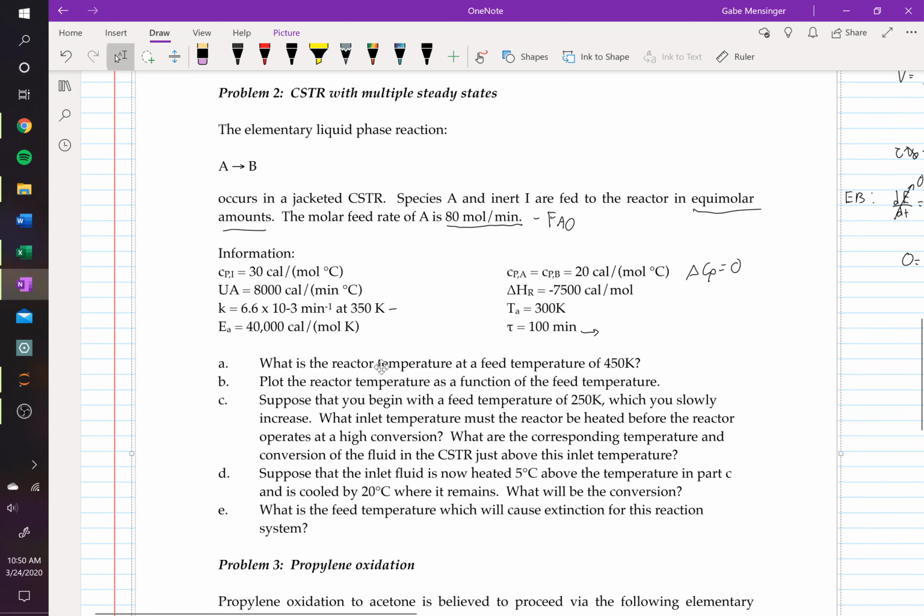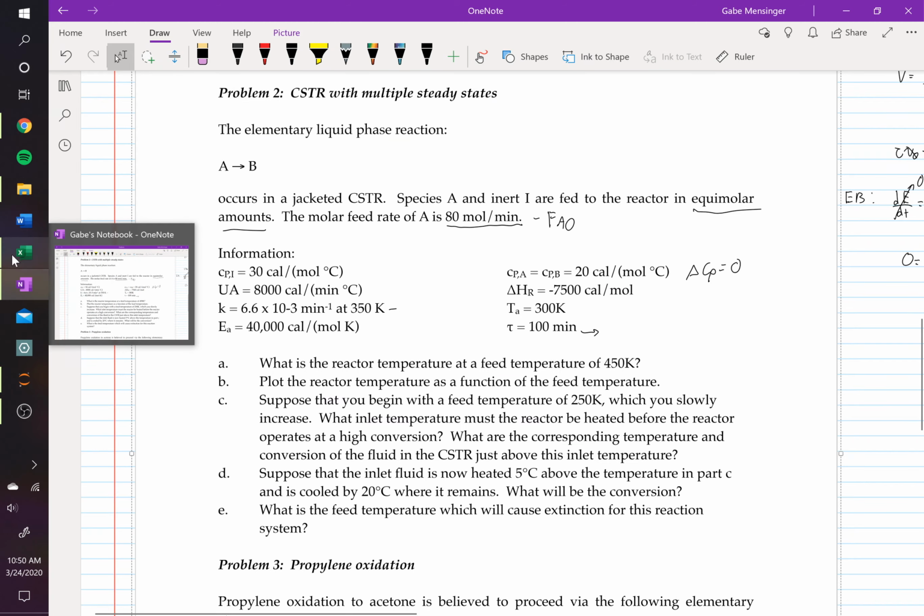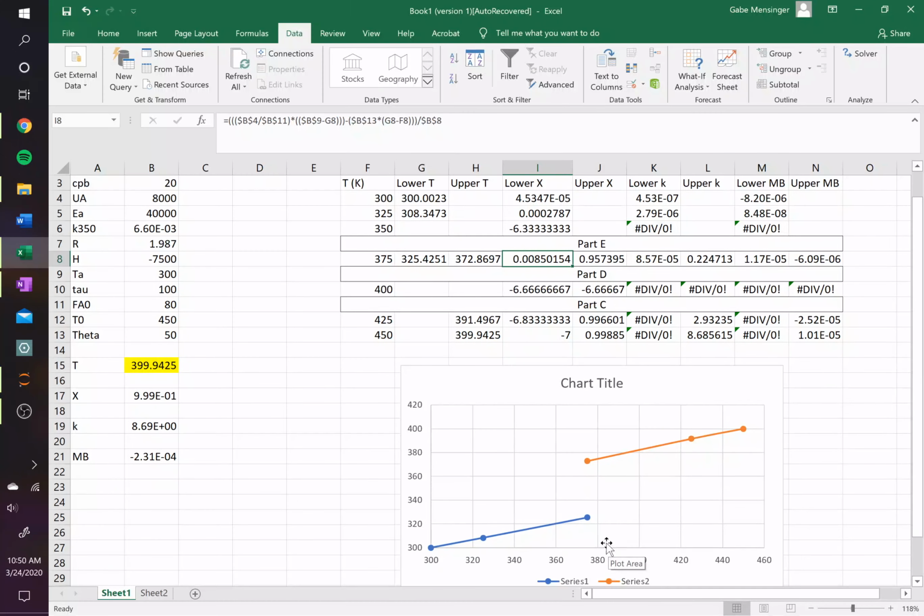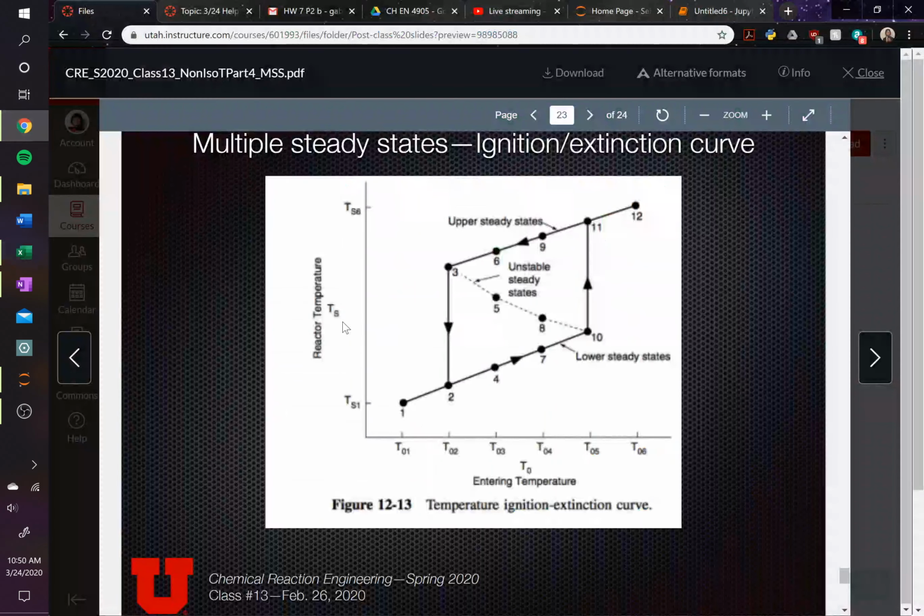And what this problem is asking for, basically, is what is the inlet temperature that ignition is going to occur at. Essentially, at what point will this lower branch stop existing? Will no longer offer viable solutions.